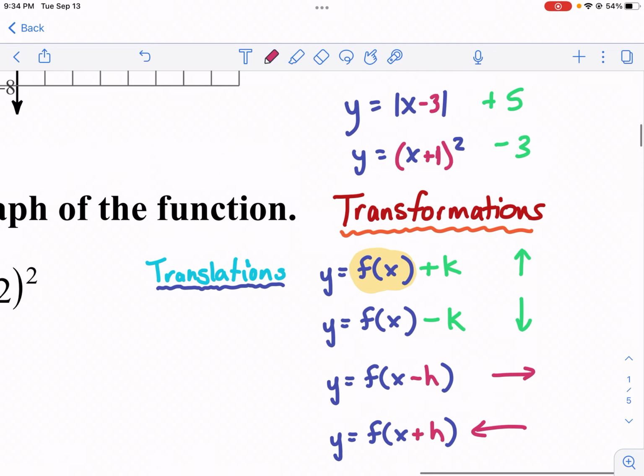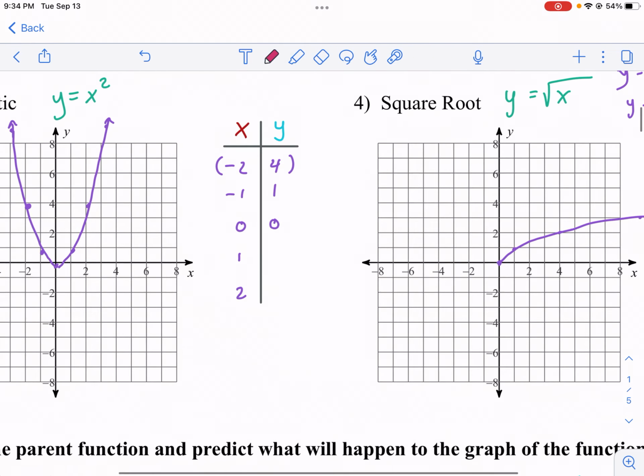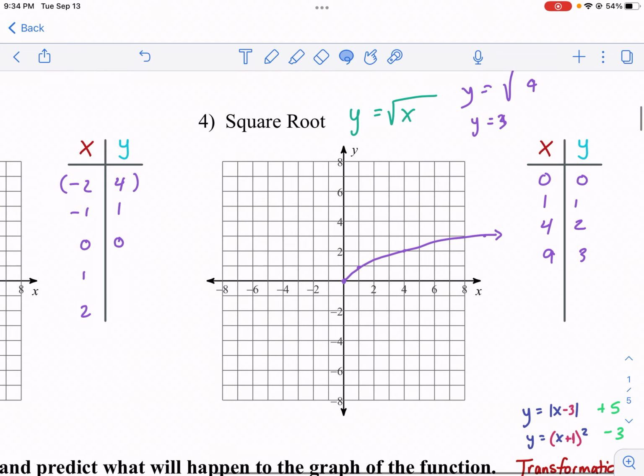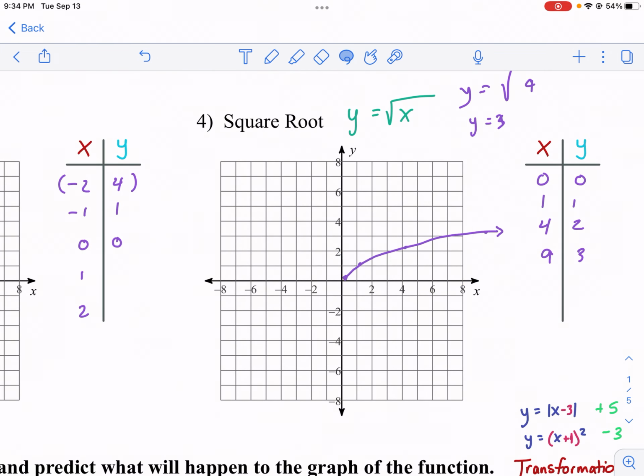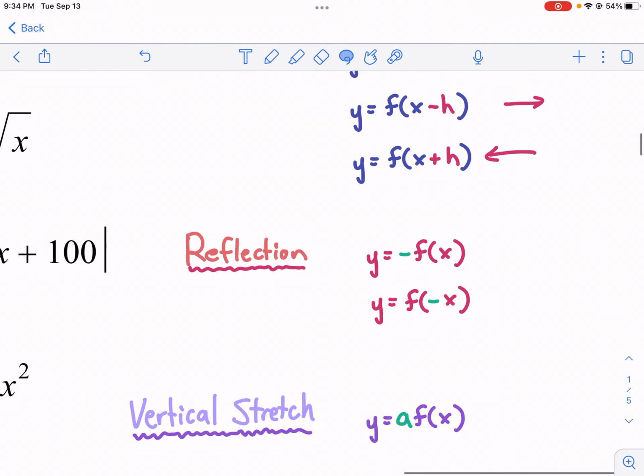So again, if I subtract h, like I did with this minus 3, and we'll just use the square root function, if I subtract h, I move it over to the right. If I add h, or add some number, I move it over to the left. So opposite of what we did with k, with the vertical.